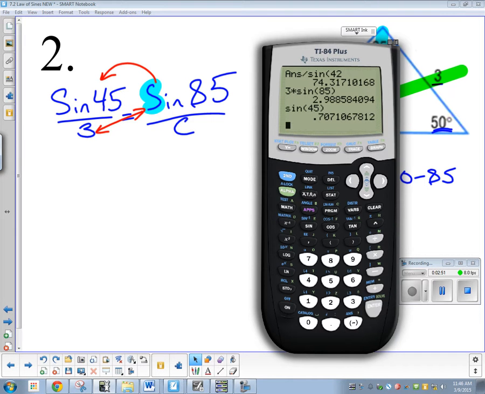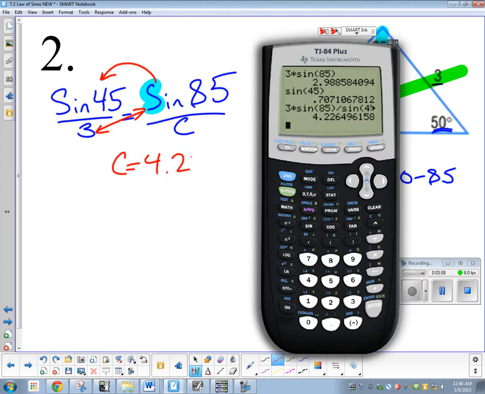Oh, I didn't hit divided by again. I did that last class too. 3 times sine of 85, and I'm going to divide that by sine of 45. There we go. 4.23 is going to be my answer. We took the 2 things that we knew, 3 and sine of 85, and multiplied them, and then divided by the one I didn't, which was sine of 45.